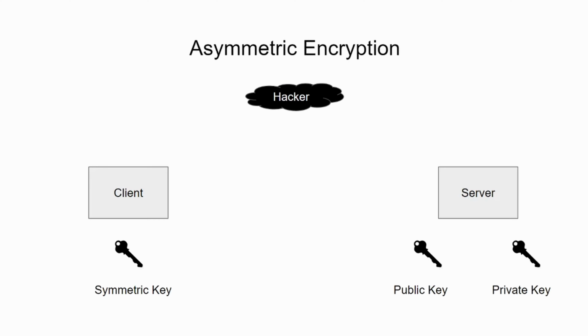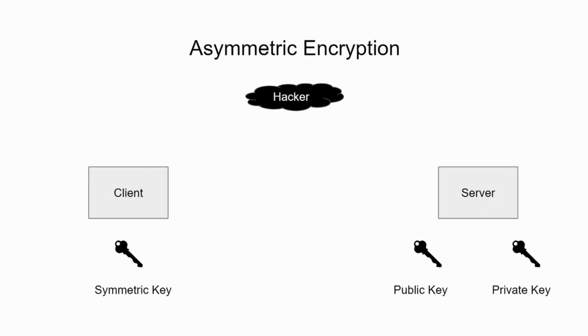Now, if the client wants to send data, it encrypts it with the symmetric key and sends it to the server. The server will decrypt it with the symmetric key that it received earlier. When the server wants to send data, it encrypts it with the symmetric key and the client decrypts it.